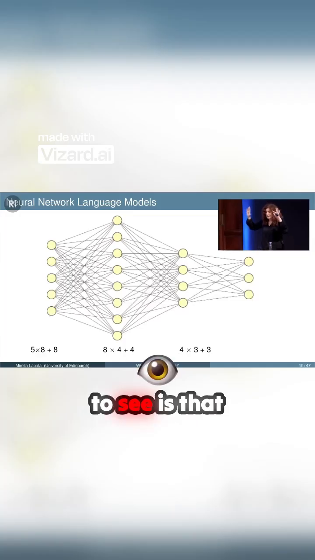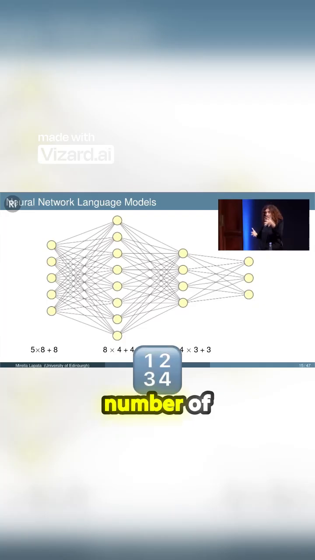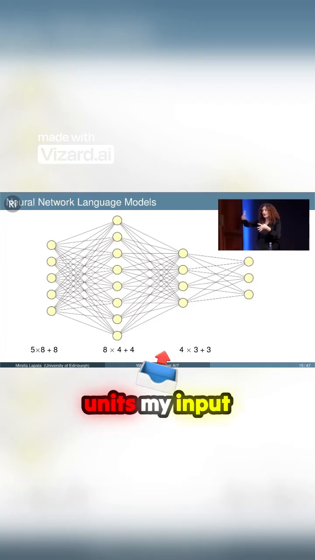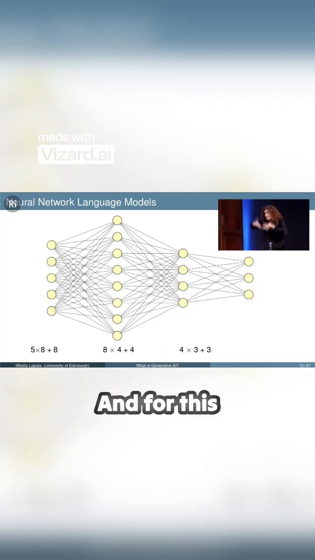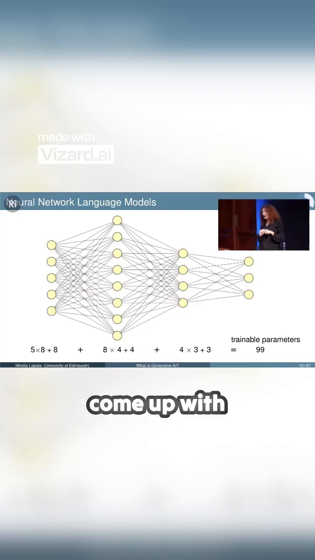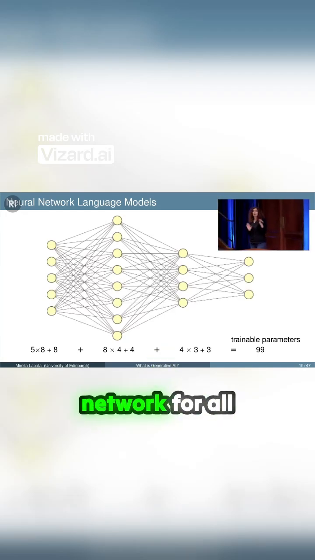All I want you to see is that there is a way of working out the parameters, which is basically the number of input units times the units my input is going to. And for this fully connected network, if we add up everything, we come up with 99 trainable parameters. 99. This is a small network for all purposes, right?